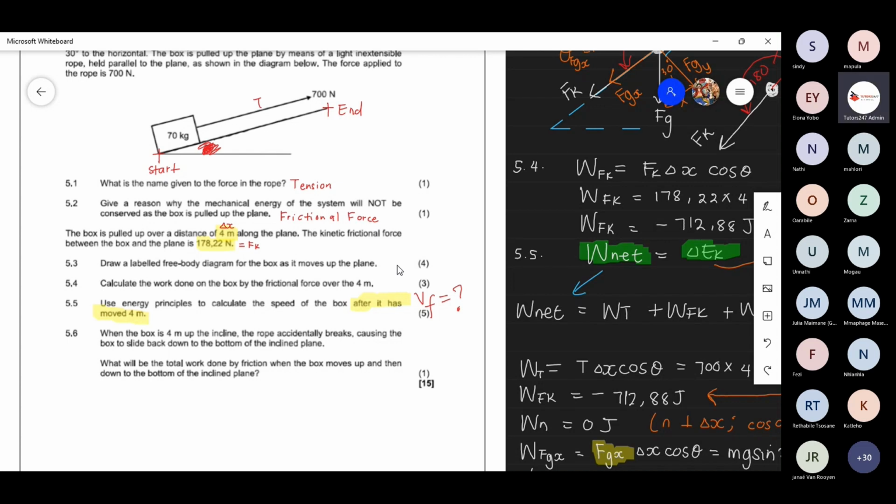Okay, so our question is, what will the total work done by friction be when the box moves up and then down to the bottom of the incline?